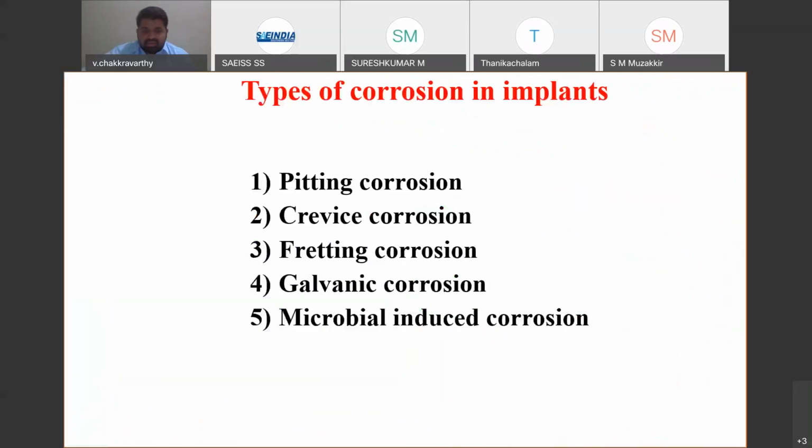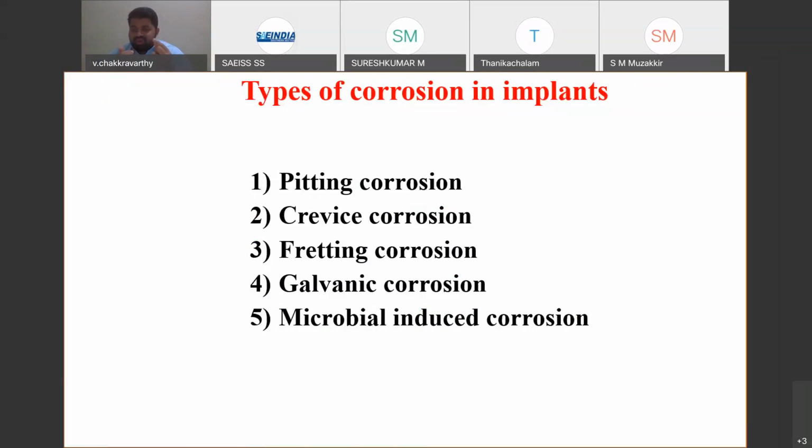The other most common type is microbial induced corrosion. For example, small biofilms will form over the implant surface, and that biofilm will develop a lot of proteinaceous substance and start corroding your implant. That is called microbial induced corrosion. Some bacteria will adhere over the implant surface and cause some kind of corrosion effect, which is called microbial induced corrosion.